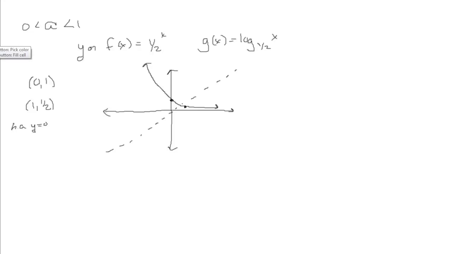Okay, so now let's go ahead and graph log base 1/2 of x. So again, using the fact that they're symmetric with respect to the line y equals x, I know the point 1, 0 is on this graph. So that would be right here. And 1/2, 1 is on this graph.